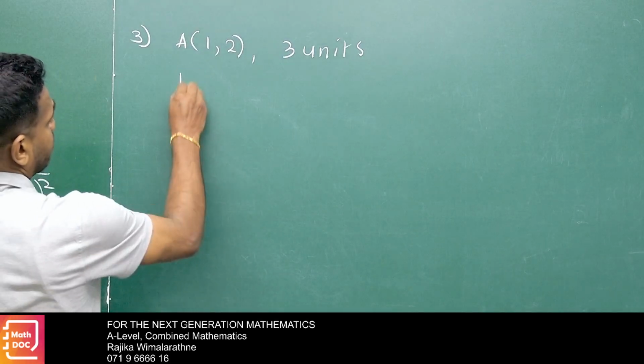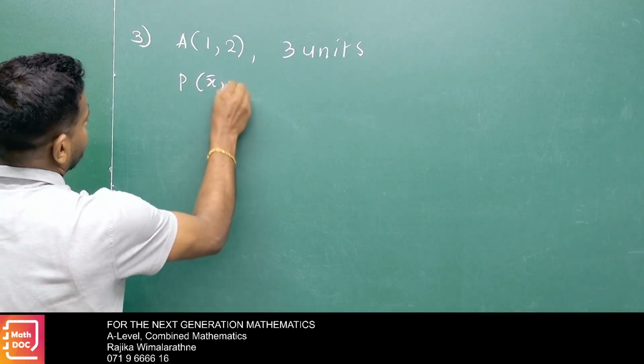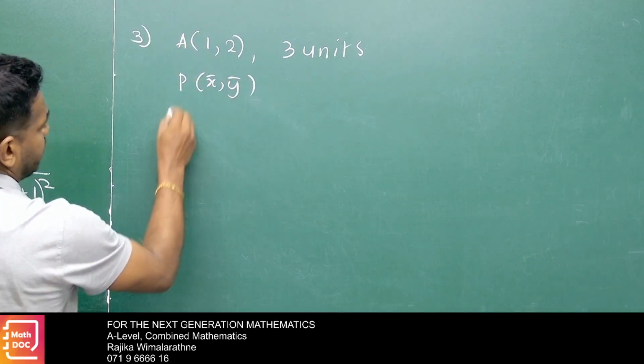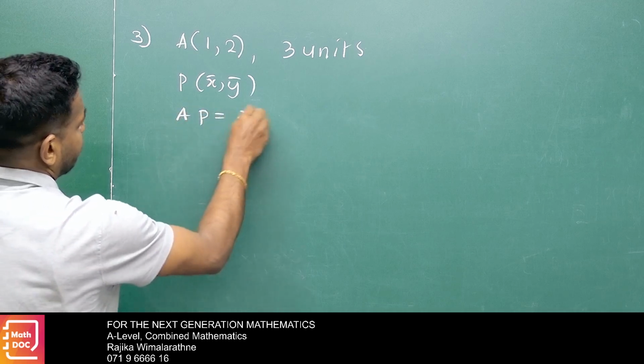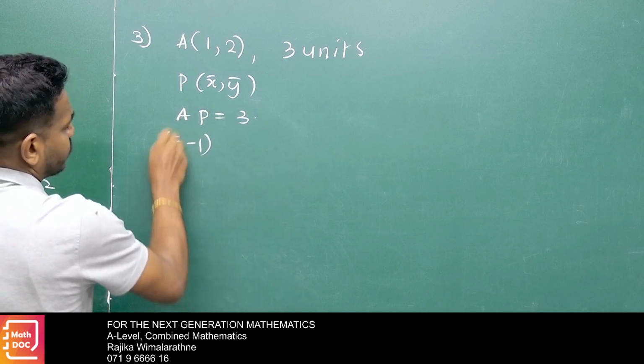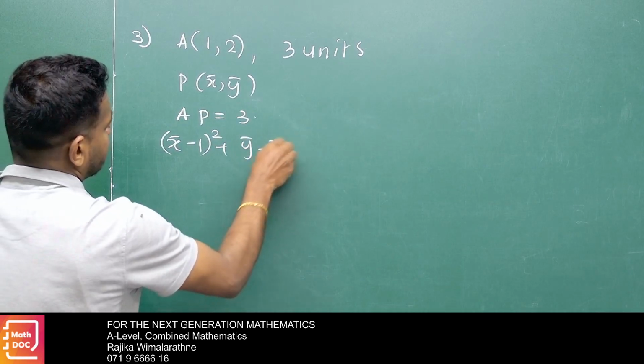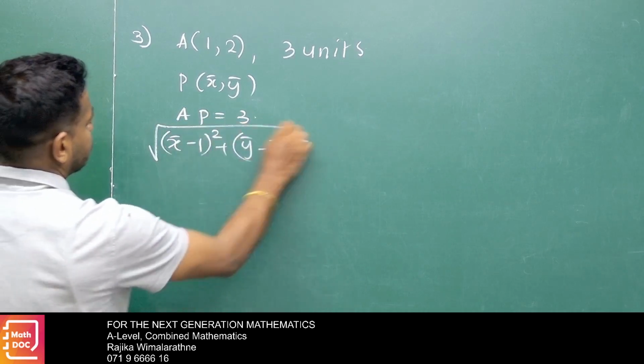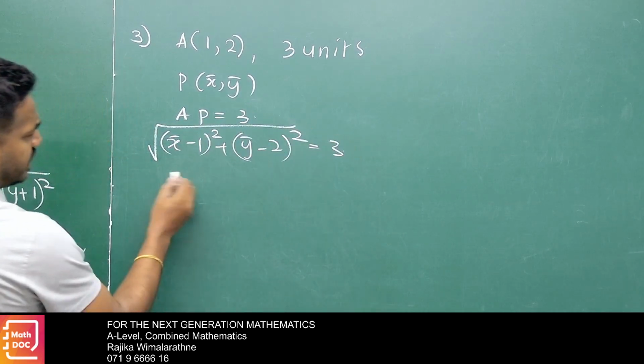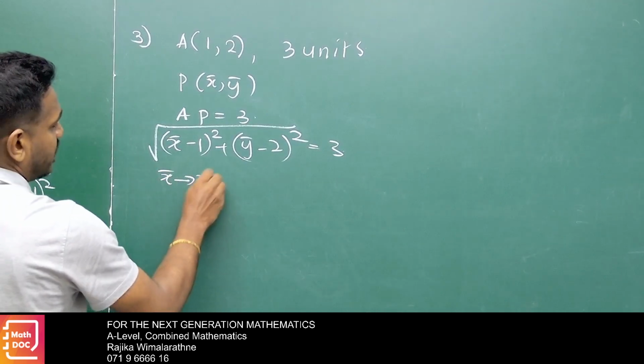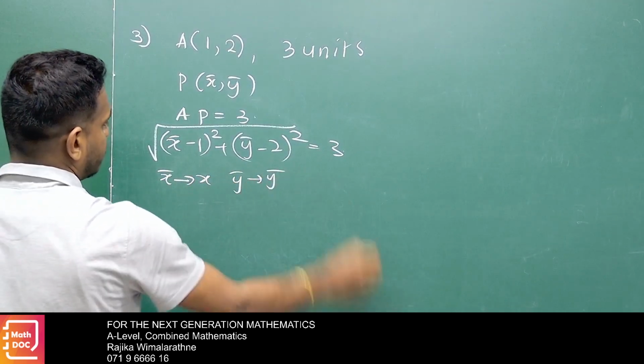Okay, see, take P (x bar, y bar), then AP distance equals 3 now. Then square root of (x bar minus 1) square plus (y bar minus 2) square is the distance now, equals 3. Now square both sides and simplify. And replace x bar by x, y bar by y.